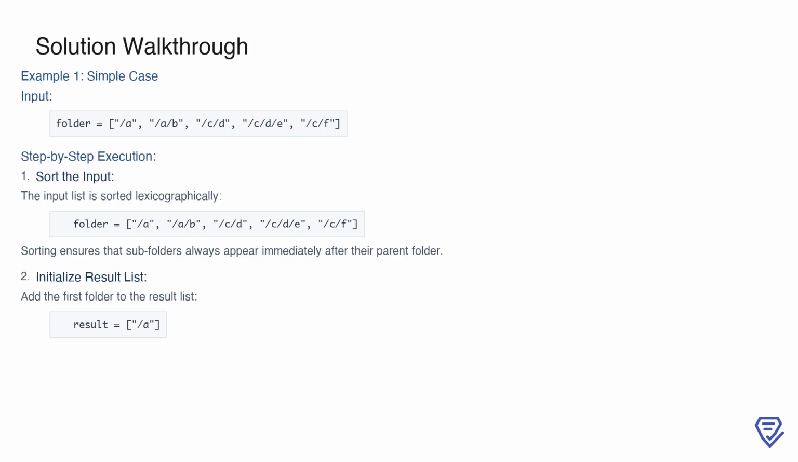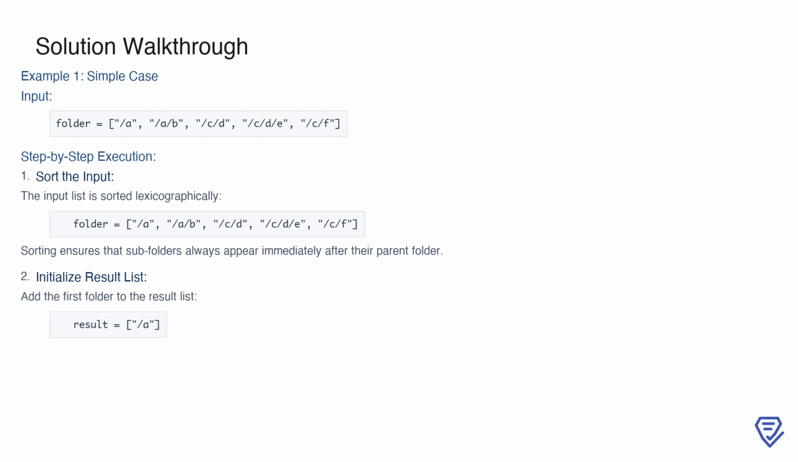To solve this problem, let's start with a simple example. Here, the input is a list of folder paths: /a, /a/b, /c/d, /c/d/e, /c/f. The first step is to sort the input lexicographically. This ensures that parent folders always appear before their subfolders. After sorting, the folder list remains the same in this case: /a, /a/b, /c/d, /c/d/e, /c/f. Next, we initialize a result list with the first folder in the sorted list, which is /a.